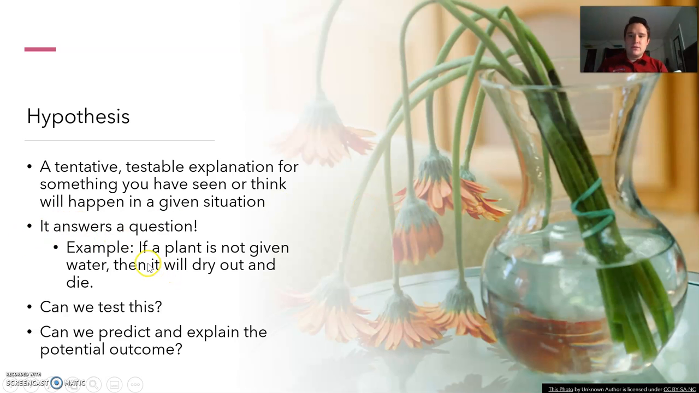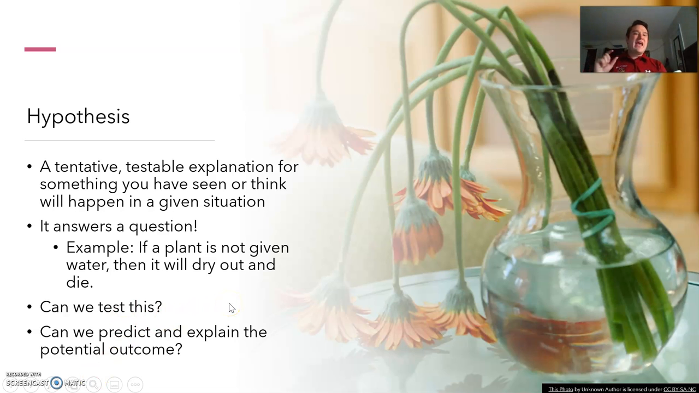It answers a question. Notice how I said if, then, kind of because. If a plant is not given water, then it will die, or it will dry out and die. Now, a really good hypothesis statement is going to have a because afterwards, because you have to rationalize why you think that a plant without water is going to dry out, because we know that plants require water as one of their necessities to survive.